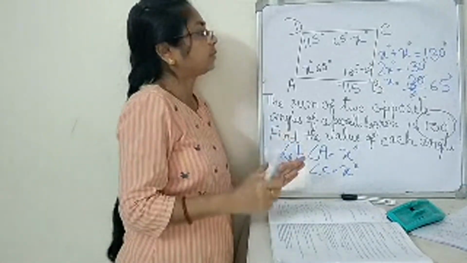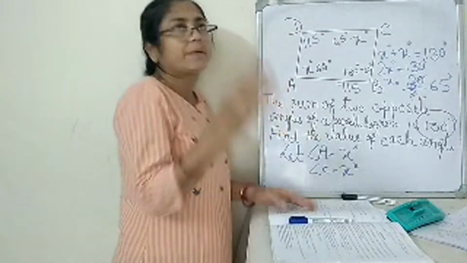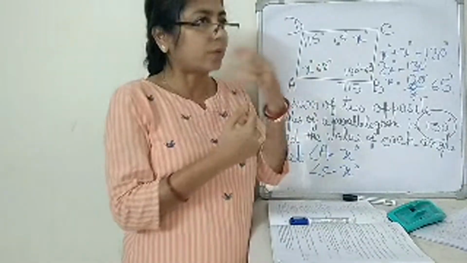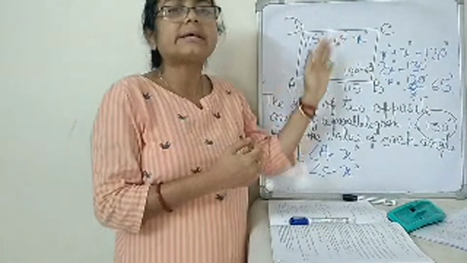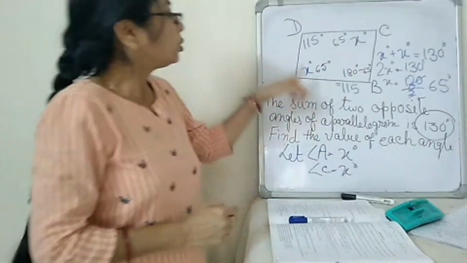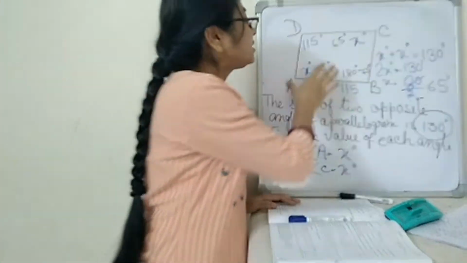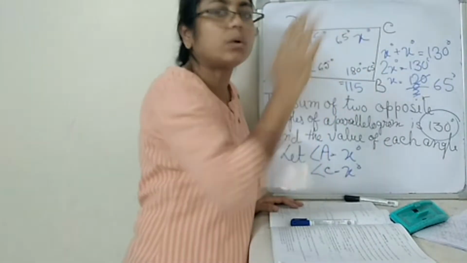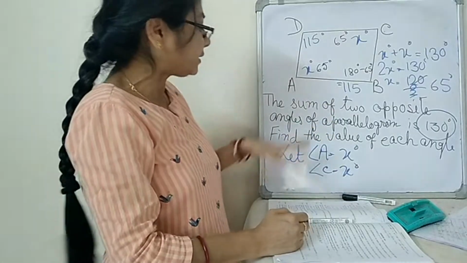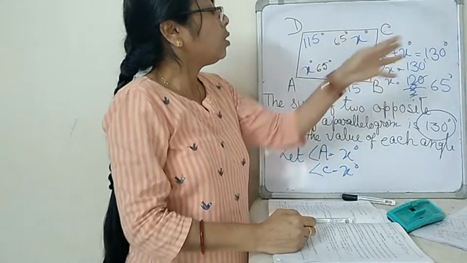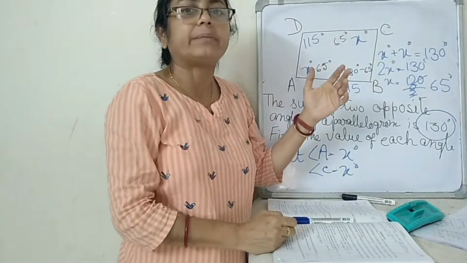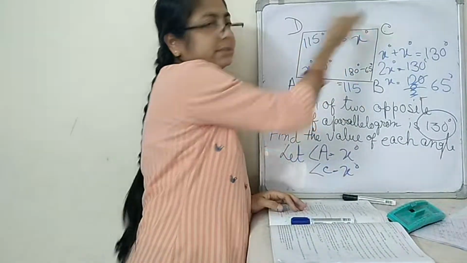I repeat it. In the previous math, we apply two rules. First, what is the rule? The opposite angles are always equal. First rule. So what is the sum? These two angles added are 130 degrees. So this is x degree and this is x degree. So I can write x degree plus x degree equal to 130 degrees. Okay, I find the value of x degree. It is 65 degrees. I put the value of 65 degrees here and there.